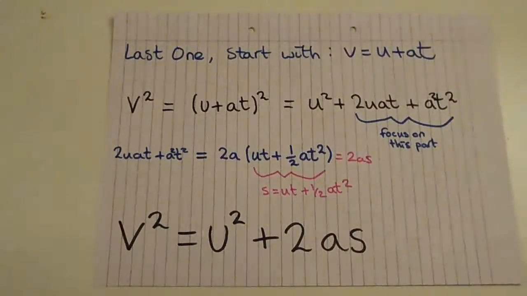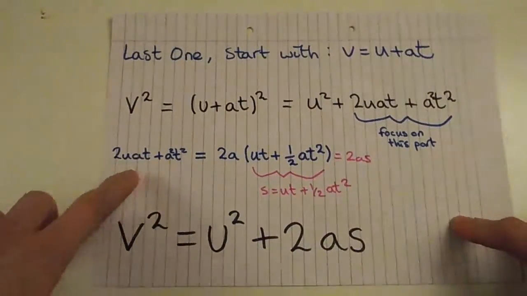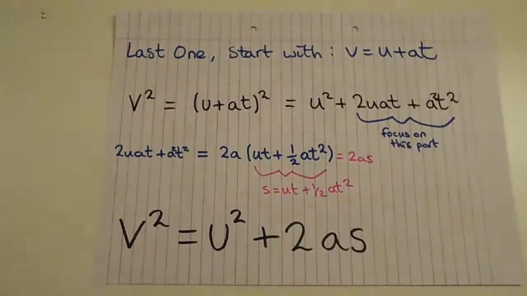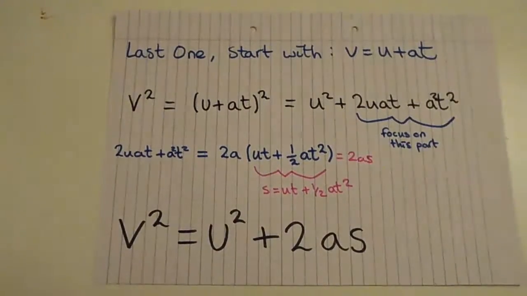Now, just a minute or two ago, we said that displacement or distance was equal to ut plus a half at squared, so collectively this term here simplifies down to 2as. And that's our last formula, v squared equals u squared plus 2as. That's all five formulas you're going to need to know for any mechanics or physics course at A-level study.